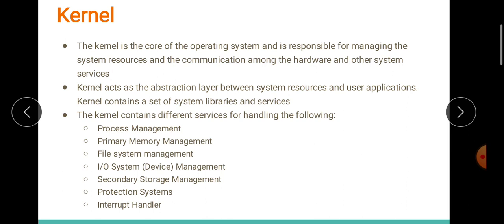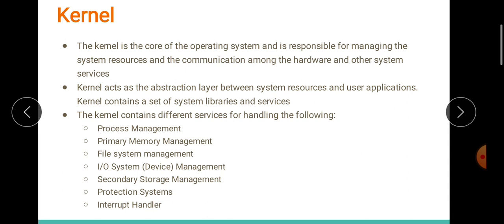The kernel makes sure that there is proper resource allocation and proper communication among the hardware and other system services. Thus we can say that the kernel acts as an abstraction layer or an interface layer between the system resources and your user applications. I guess we have discussed this in the previous module itself, if you remember the figure.